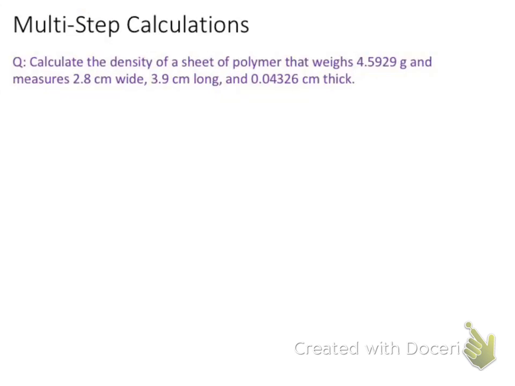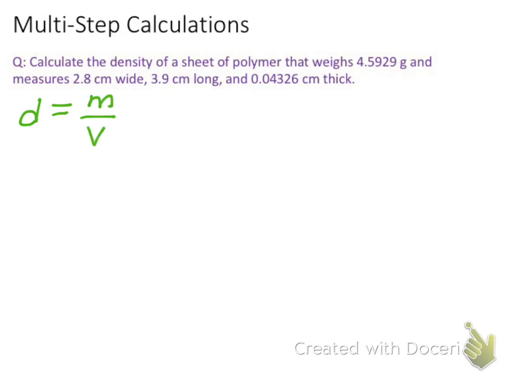The last problem we're going to do together is a multi-step calculation. I'd like you to calculate the density of a sheet of a polymer that weighs 4.5929 grams and measures 2.8 centimeters wide, 3.9 long, and 0.04326 centimeters thick. If you recall from one of our first problems, density equals mass over volume.